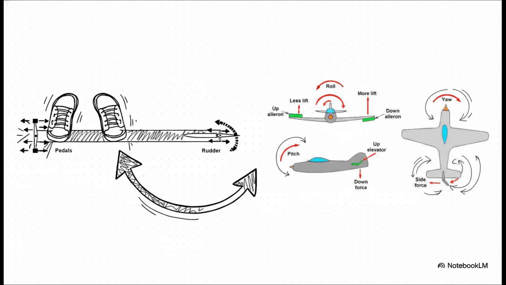You push the left pedal, the rudder moves left, which pushes the tail to the right, and that makes the nose yaw to the left. This is absolutely critical for making smooth, coordinated turns in the air, and, of course, for steering the plane while it's taxiing on the ground.